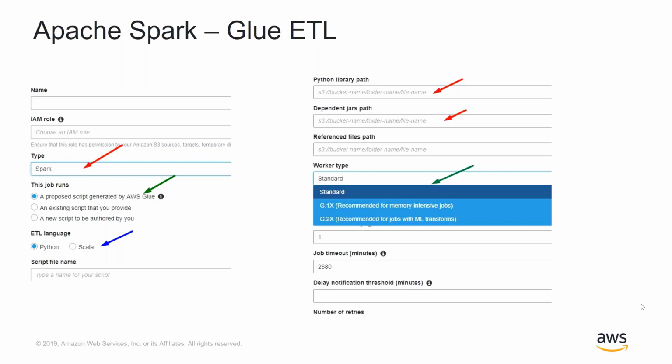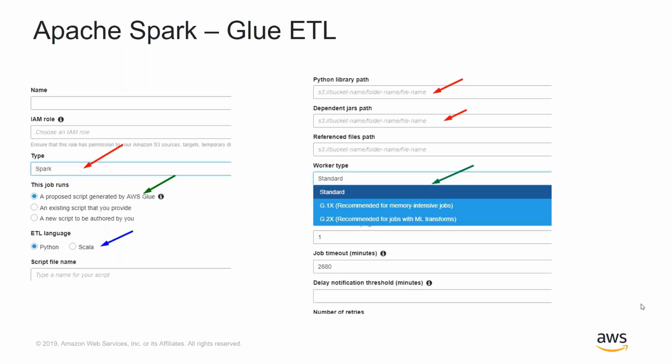As you know, Spark is an all in-memory execution environment, which means it can get pretty memory intensive. Certain workloads can get pretty memory intensive. So to support those use cases, we have different types of nodes. We call them DPUs, data processing units.